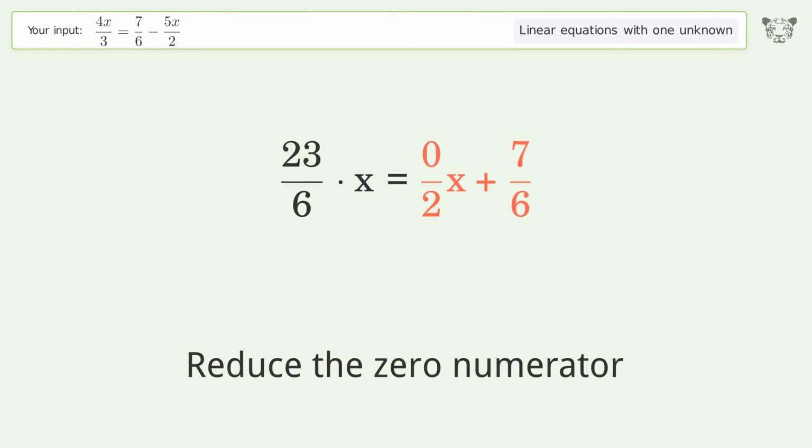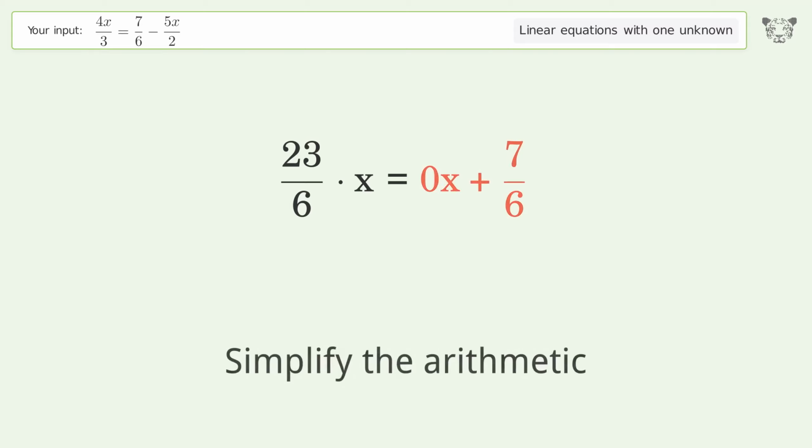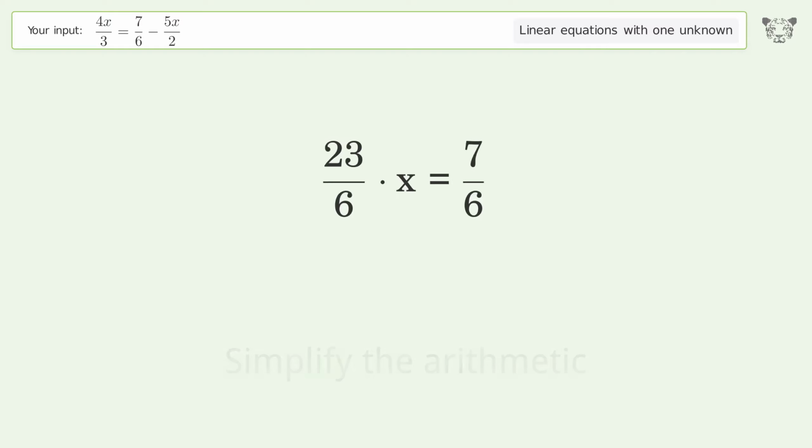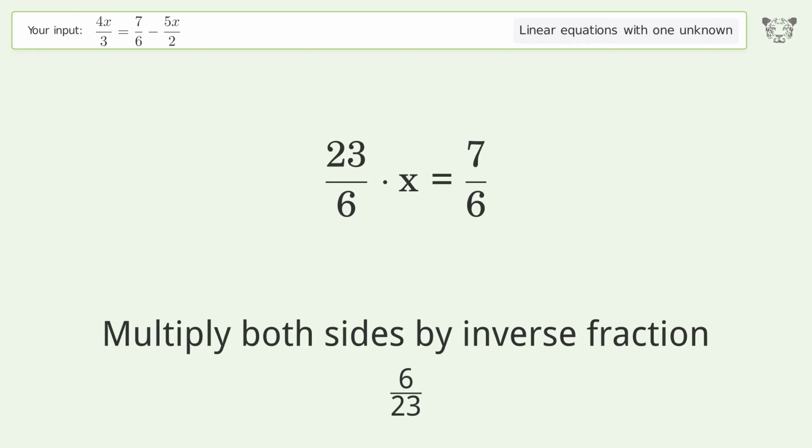Reduce the zero numerator. Simplify the arithmetic. Isolate the x. Multiply both sides by inverse fraction 6/23.